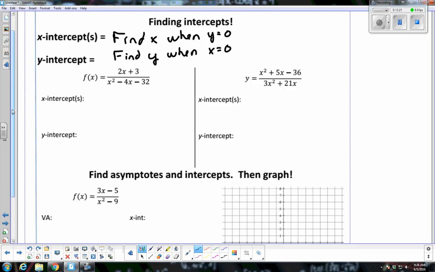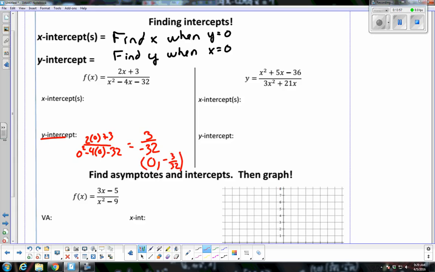If we were looking for the y-intercept, let's do the y-intercept first because it's a little bit easier. What you do is you plug in zeros for all of those x's. So we're going to have 2 times 0 plus 3 divided by 0 squared minus 4 times 0 minus 32. All those zeros are just going to multiply into nothing. So you're really just going to have 3 over negative 32. There's your y-intercept. So your y-intercept in this case would be 0, negative 3 over 32. That was not too hard to do.